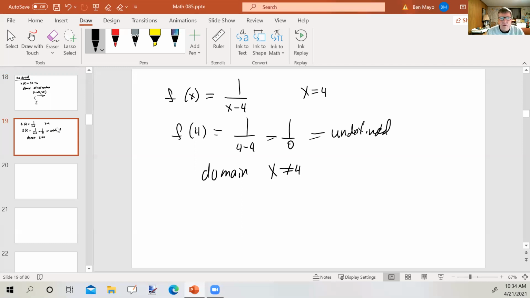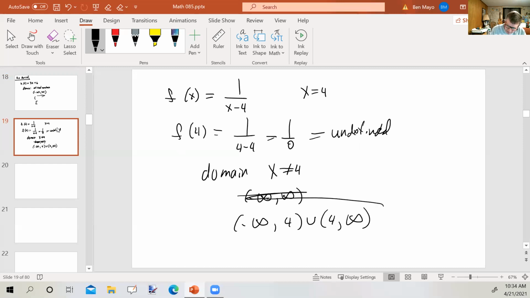To write that in interval notation, we want to list all real numbers except 4. So instead of going from negative infinity to positive infinity, we need to start at negative infinity, go up to but not include 4, in union with starting after 4, going to positive infinity. So this is interval notation for saying all real numbers except 4.